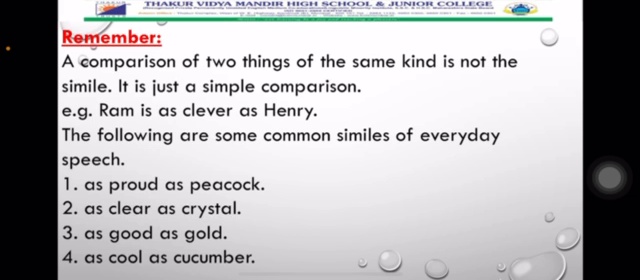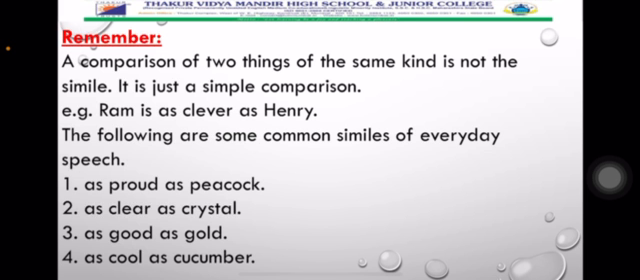Dear students, I told you in simile, comparison is made between two unlike things. A comparison of two things of the same kind is not a simile. It is just a comparison. For example, Ram is as clever as Henry. Here, Ram and Henry belong to the same kind. Both are boys. In simile, we can't compare the same things. Comparison should be made between two unlike things.